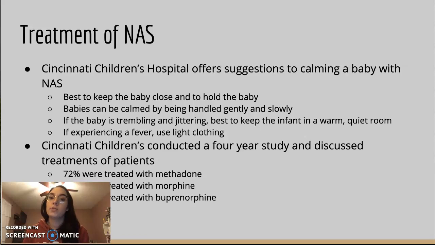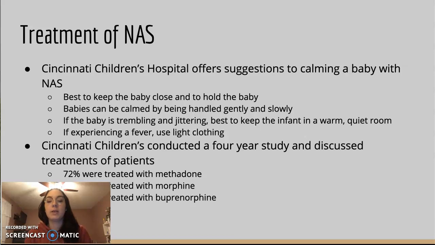Other ways to take care of a baby that's born with NAS is to hold the baby and keep the baby close. When you're not holding the baby, so if the baby's in a crib per se, you are still nearby in that room and the baby knows that you're there in that room, and that helps them to feel calm and secure. They can also be calmed by being handled gently and slowly. This helps with the tremoring and the jittering and the shaking.